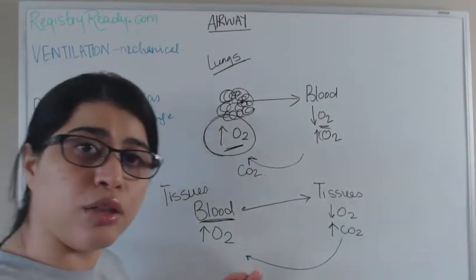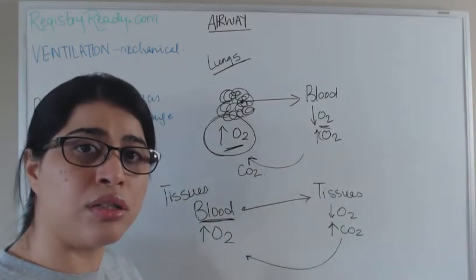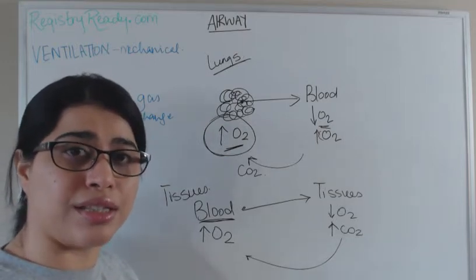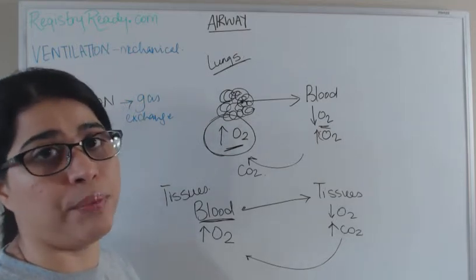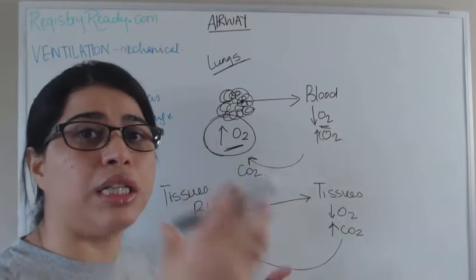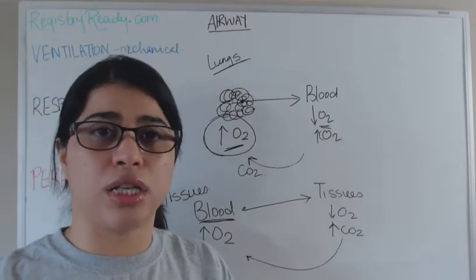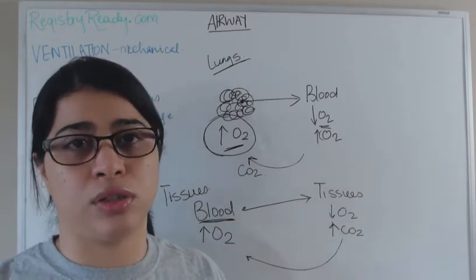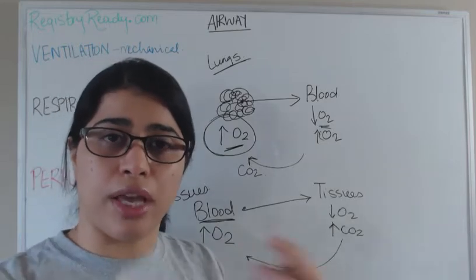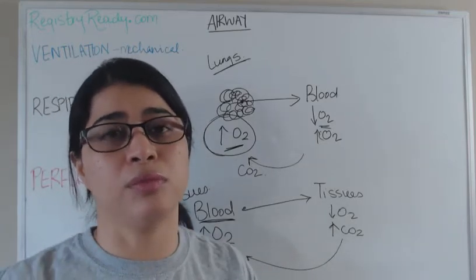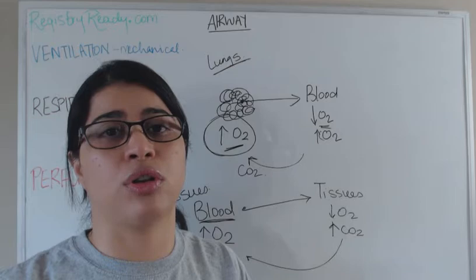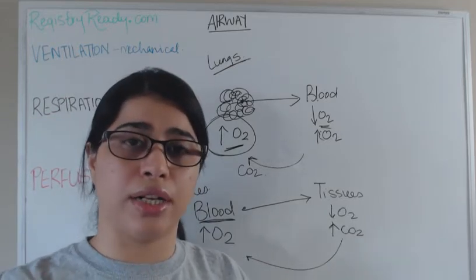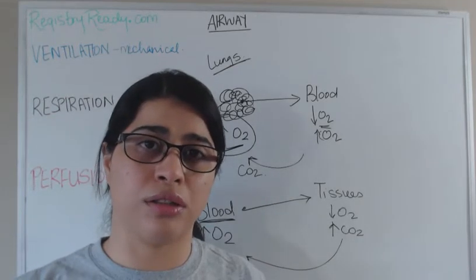Ventilation is the mechanical movement of air in and out of the lungs. Respiration is the gas exchange that takes place in the body. Perfusion is basically the transfer of oxygenated blood to the different organ systems for their energy purposes. So that is perfusion. Perfusion is when you're talking about oxygenated blood getting transported to the different parts of the body.